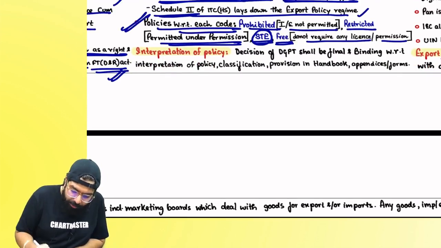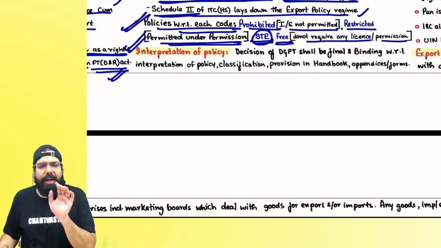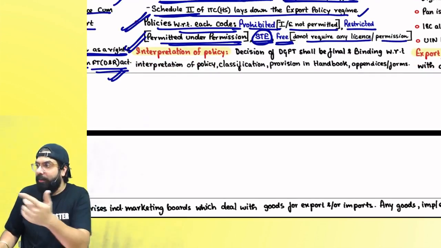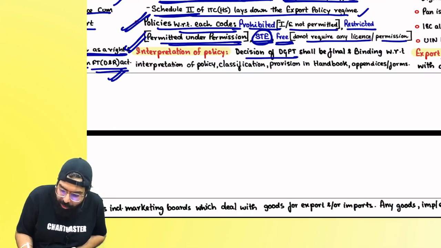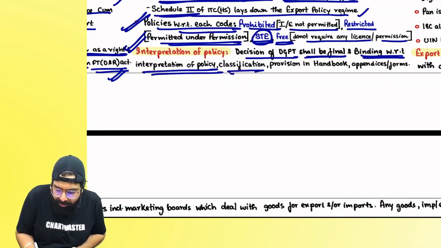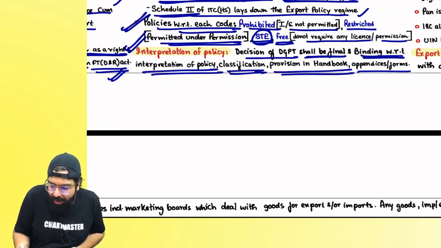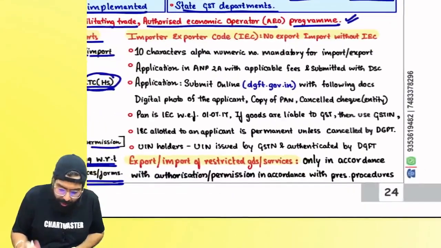Sir, interpretation of the policy. Who will do the interpretation? Any doubt? DGFT. The boss, the Director General. The decision of the DGFT shall be final and binding with respect to interpretation of policy, classification, provision in handbook, appendices and format.